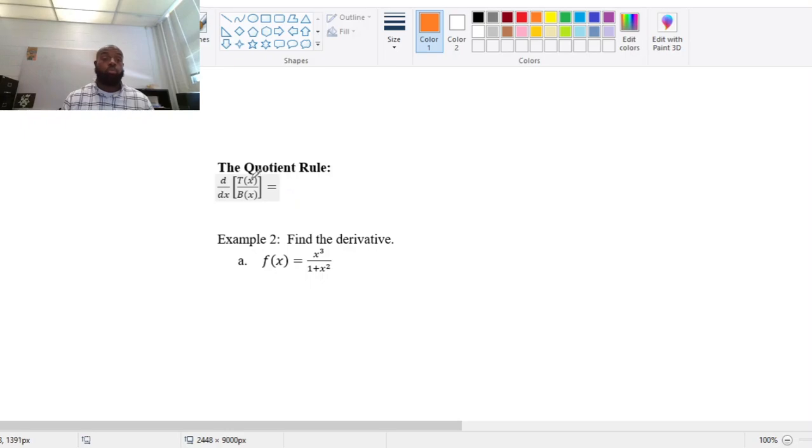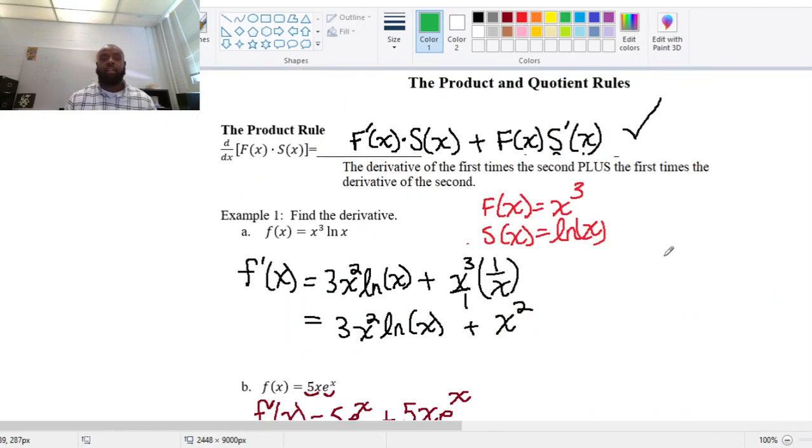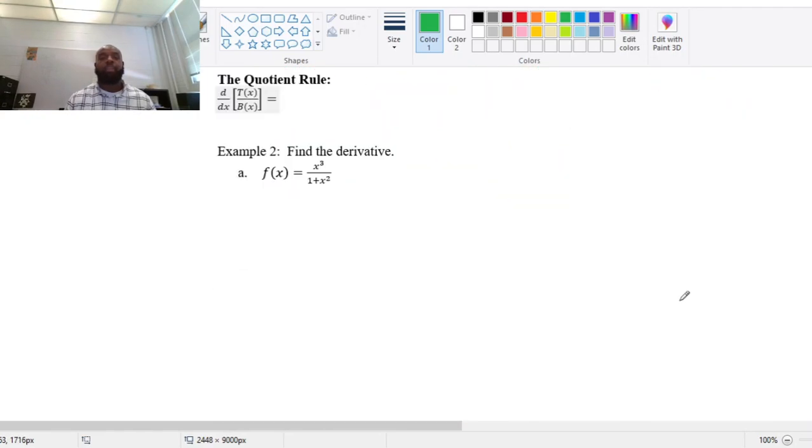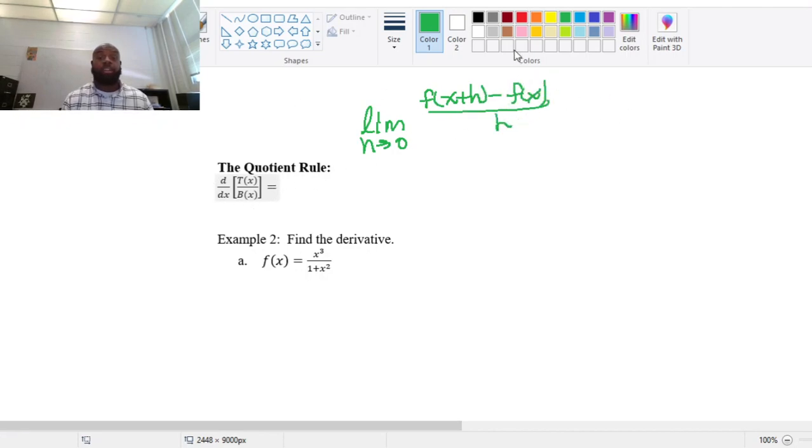The quotient rule is a division of two functions. And notice we have a top and a bottom. I know it's denominator and numerator, or numerator and denominator, but I'm going to use t of x as my top function, b of x as my bottom function. Again, that limit that I talked about earlier, I erased it, so I'm sorry. But that limit as h approaches 0 of f of x plus h minus f of x all over h allowed us to get to this formula here.